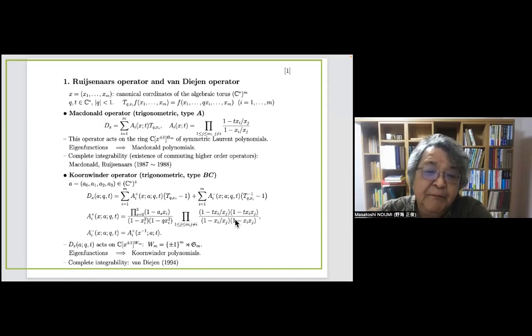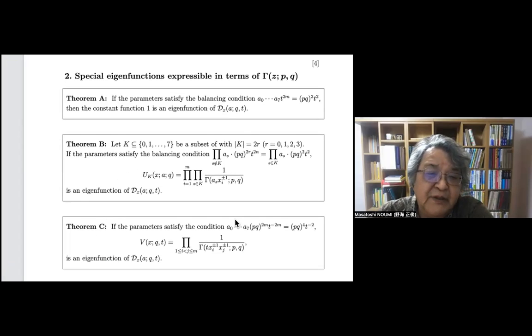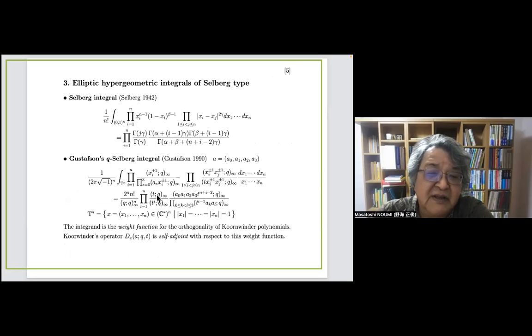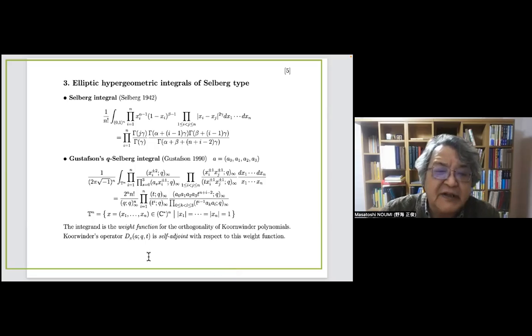But anyway, the integrand of this q-Selberg integral is the weight function for the orthogonality of Koornwinder polynomials. And actually, if you take this integrand as the weight function, then you can show that Koornwinder's operator is self-adjoint with respect to this weight function. So that is how the orthogonality and Koornwinder's operators are related.